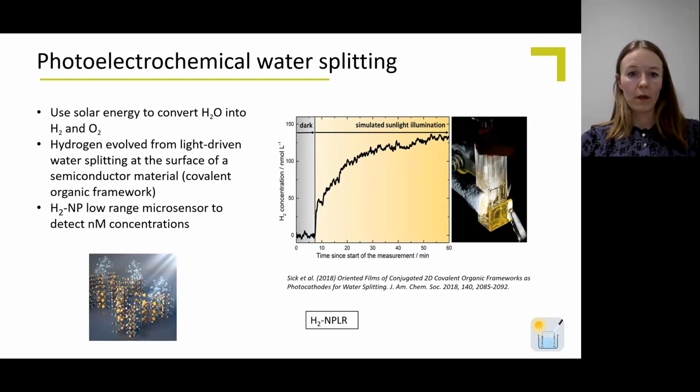The authors here used a low-range hydrogen sensor to detect nanomolar concentrations of hydrogen evolved from the light during water splitting. And they used this new type of semiconductor material called a covalent organic framework as a photoelectrode. During light illumination, the generated charge reduced water in the cuvette, and hydrogen was then produced, and they could detect it continuously with the hydrogen microsensor. So you can see here when they turn on the light, the hydrogen started to be produced.